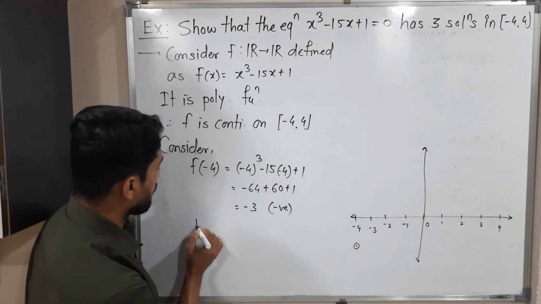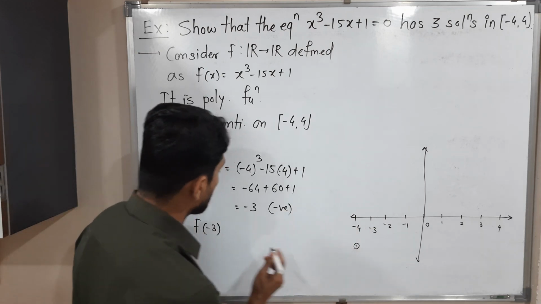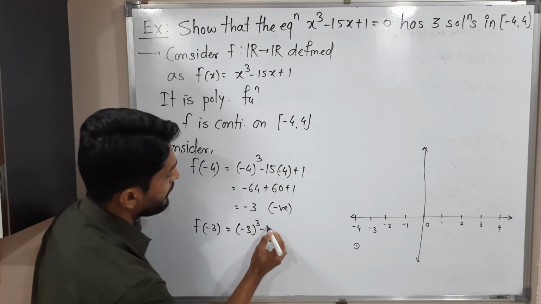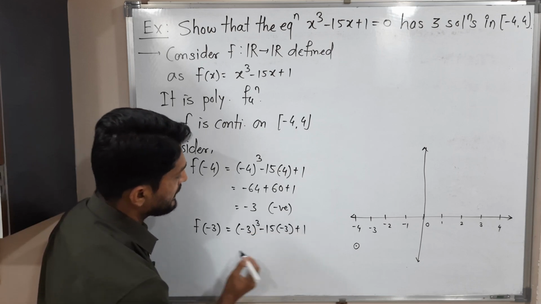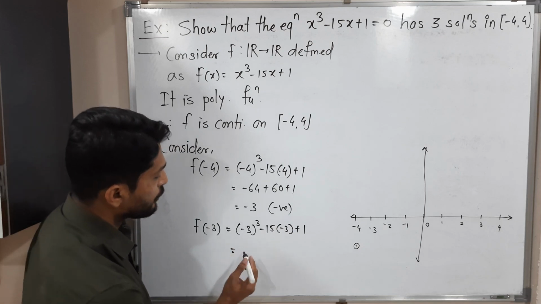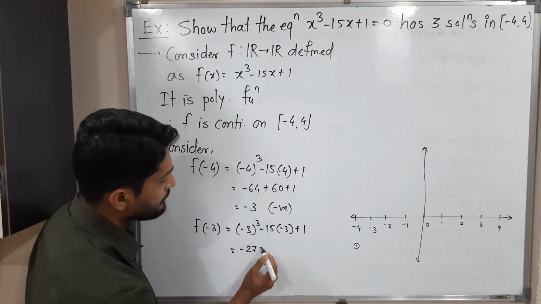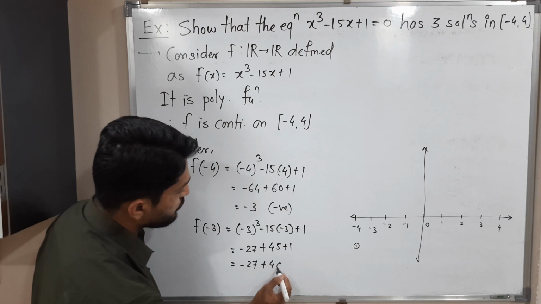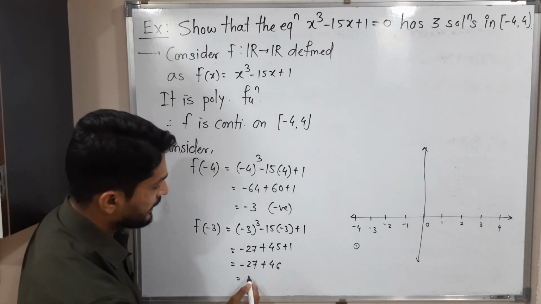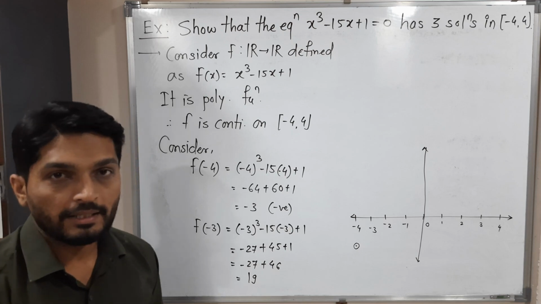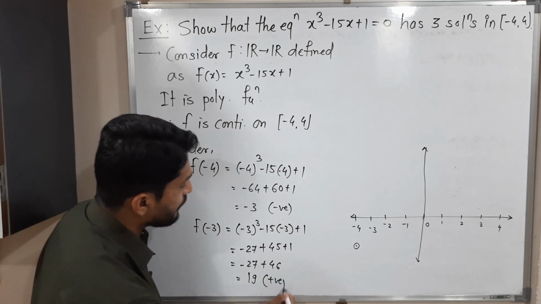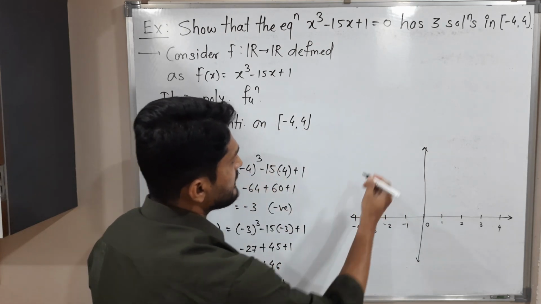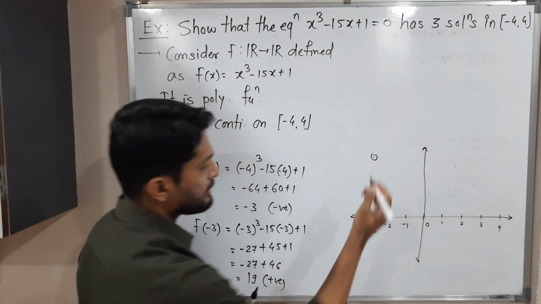Let us find f(-3). I am considering the next value, -3. In the same function I put x equal to -3: (-3) cube minus 15 times (-3) plus 1. Please help me find its value. (-3) cube is -27, right? Minus times minus gives plus 45, plus 1. So -27 plus 46 is 19. Yes, it is 19, which is a positive value. At -3 we are getting a positive value 19. It can be somewhere here, I don't know exactly.